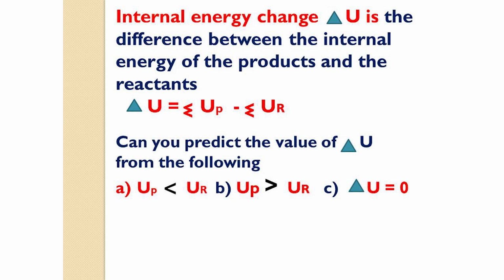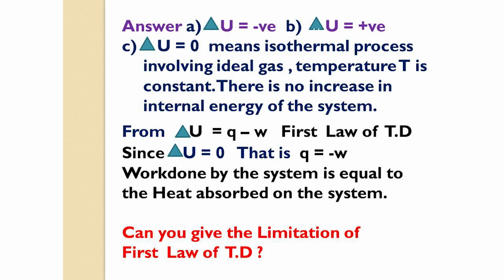For a process involving absorption of energy, UP greater than UR. Internal energy of the product is greater than internal energy of the reactant. What will be the value of delta U? Delta U is greater than 0. That is delta U is positive. Next case, for an isothermal process involving ideal gas, the temperature is constant. What will be the value of delta U? Delta U is equal to 0. That means there is no increase in the internal energy of the system.